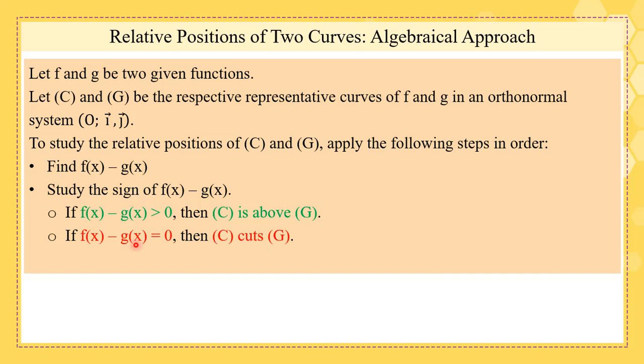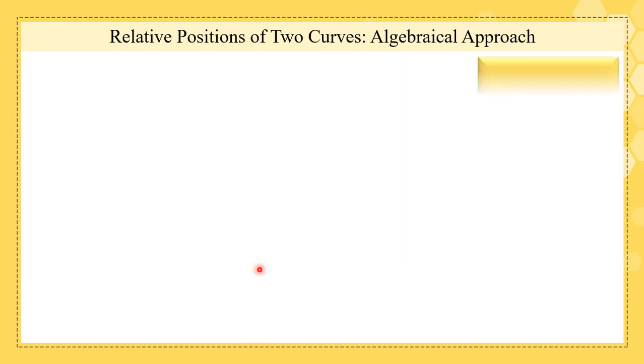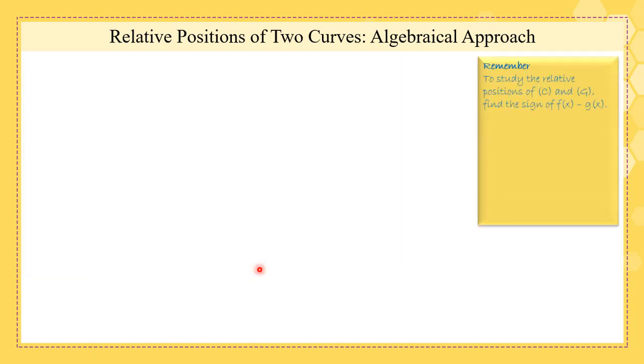Now, if f of x minus g of x is equal to 0, we can say that C cuts G, and if f of x minus g of x is less than 0, we can say that C is below G. So in fact, the relative positions of C and G depend on the sign of f of x minus g of x. Greater means above, equal means cuts or intersects, and smaller means below. So this is what we have to remember.